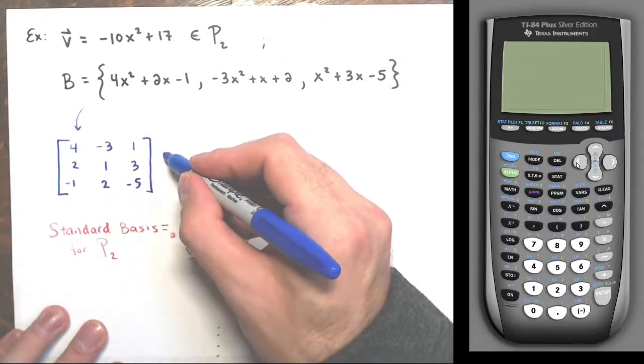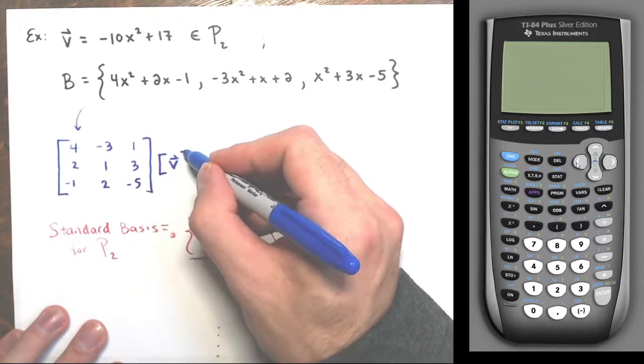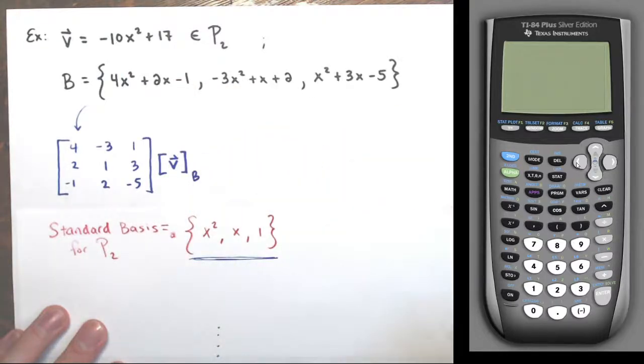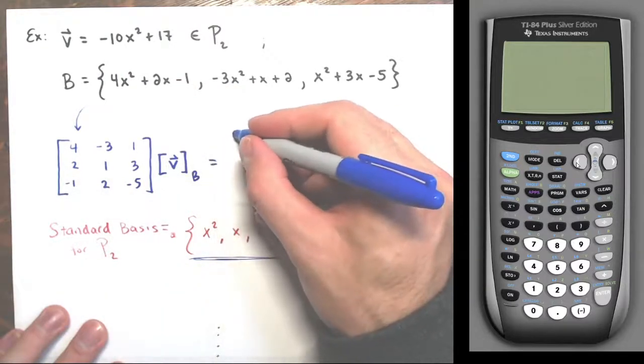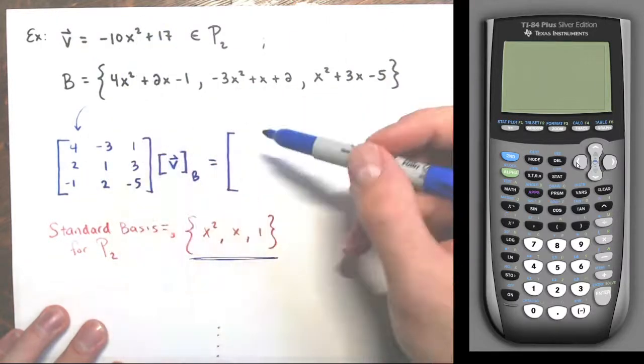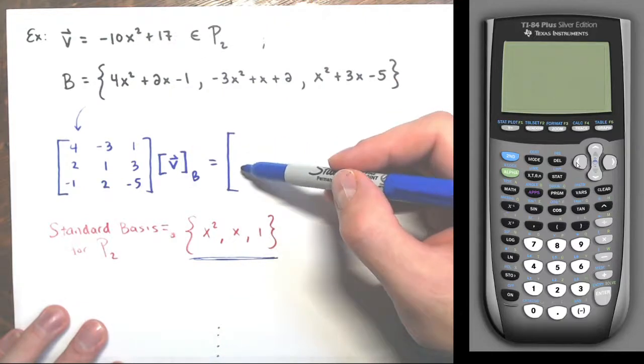And then we have multiplied by c1, c2, c3, which is the coordinates of vector v with respect to basis B that we're trying to find. And that should be equal to, over here again, vector v, but not vector v. I'm going to write the coordinates of vector v with respect to the standard basis.